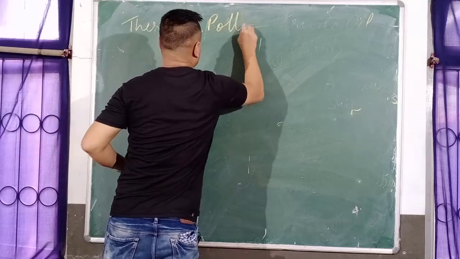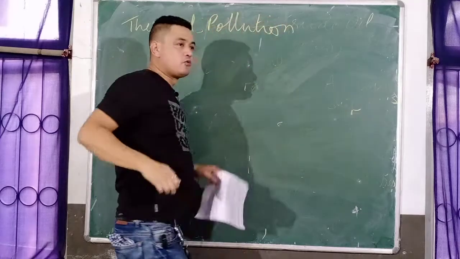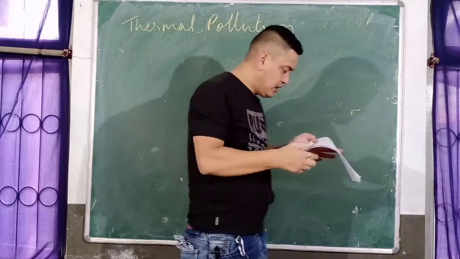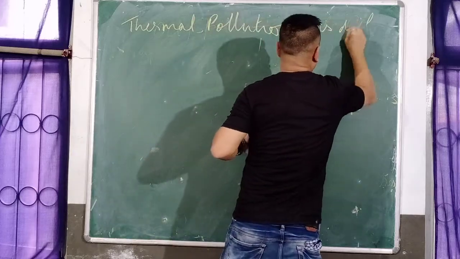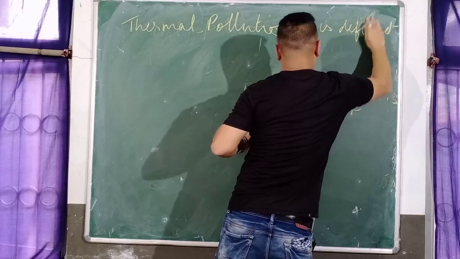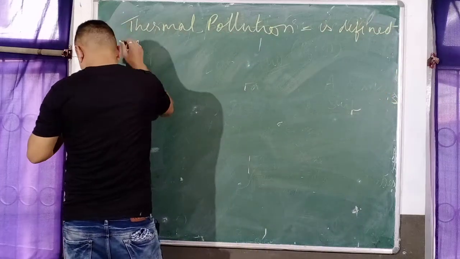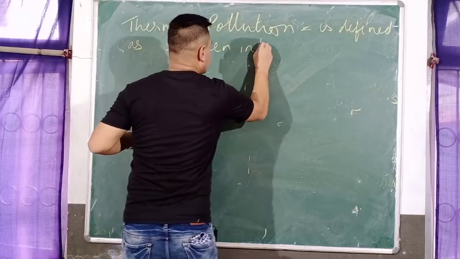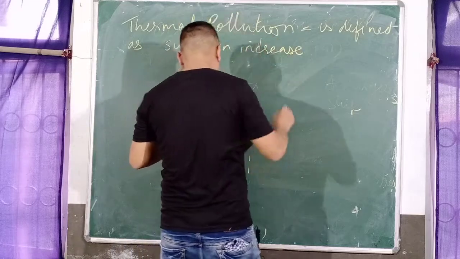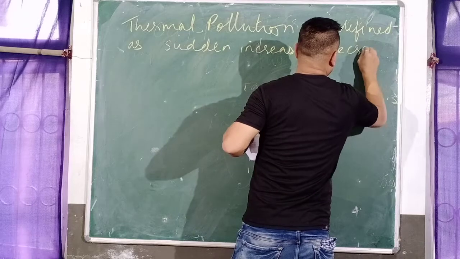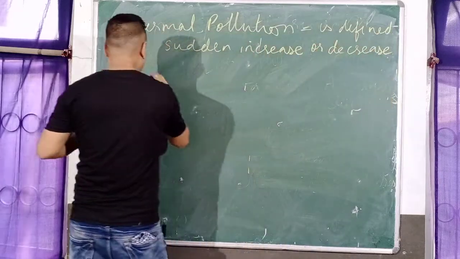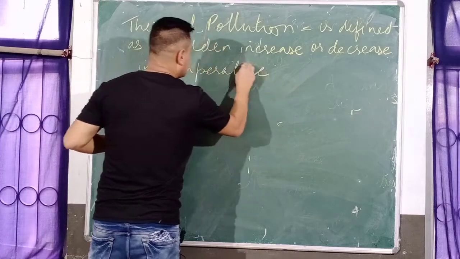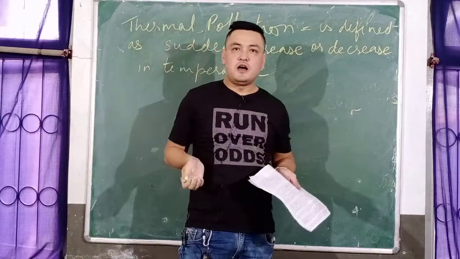Thermal pollution. By the word thermal, it means cold and heat. We are talking about thermal factors, cold and heat. So thermal pollution is defined as a sudden increase or decrease in temperature. Now we are talking about temperature. Temperature means a degree of hotness or coolness of a particular area.